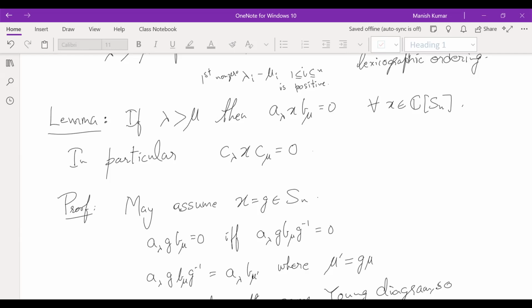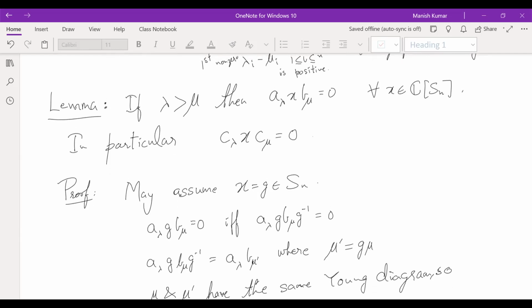So for all G in Sn, A lambda G B mu is 0 if and only if this is 0. Of course, if this is 0, then you multiply by anything, it will remain 0. But if this is 0 and you multiply by G on the right, then you get that A lambda G B mu is also 0. So it's enough to prove this is 0, but this is sort of a conjugate. It is like B of G mu.